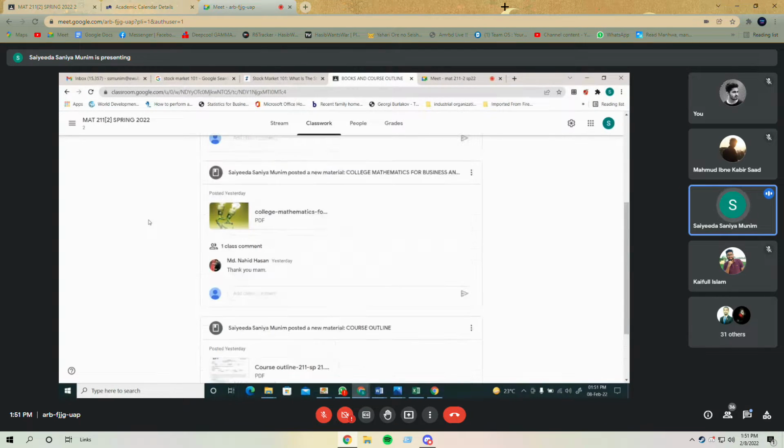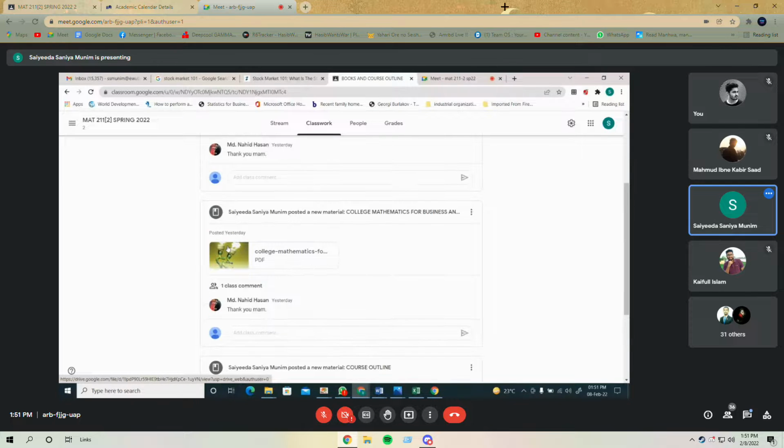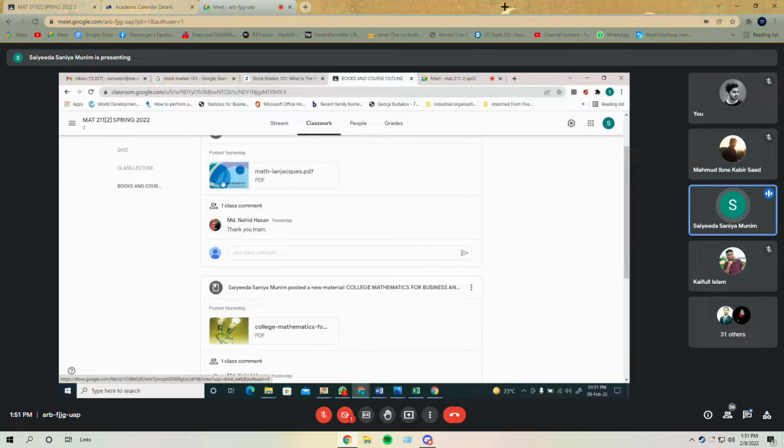I have already uploaded these two books, College Mathematics and Young Ducks. This is also a very user-friendly book. You'll find it very helpful. The problems are done elaborately. The exercises are helpful and answers are given. The exercise problems are not solved, but the answers are provided at the end of the book. So just have a look at these two books. If you want, you can get a copy of College Mathematics in our library. Just go to the library and borrow it for a week or two.